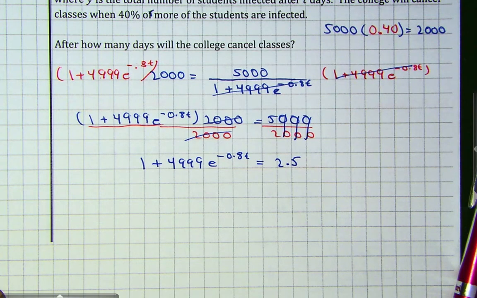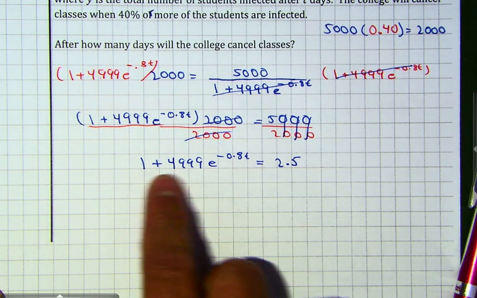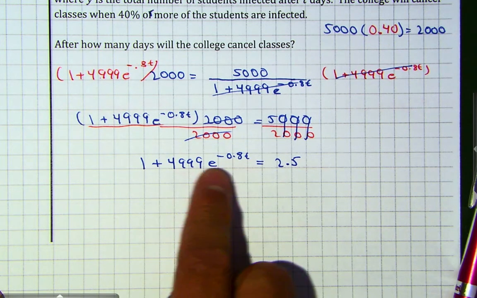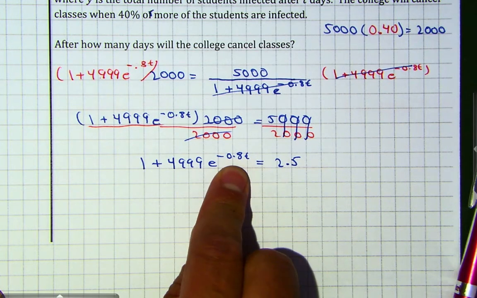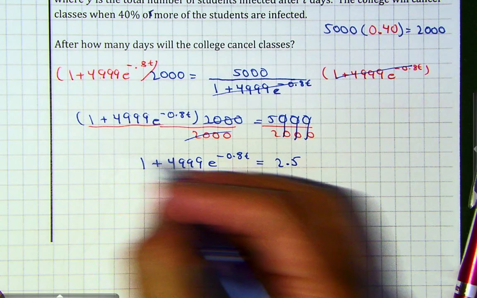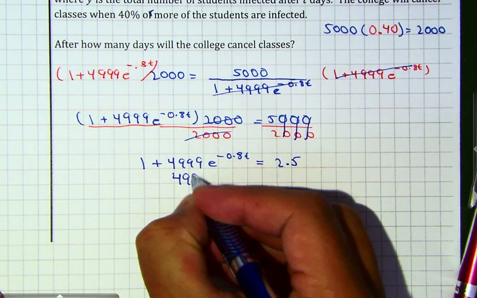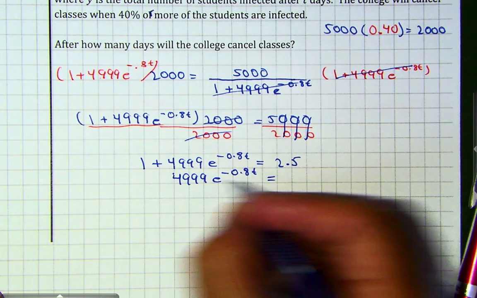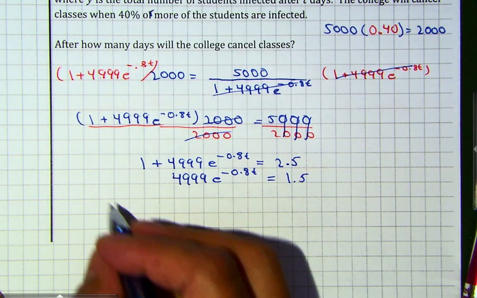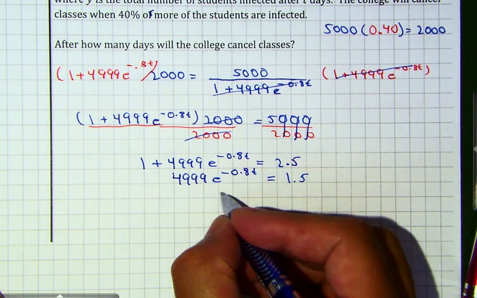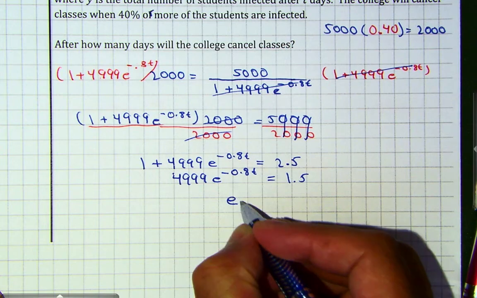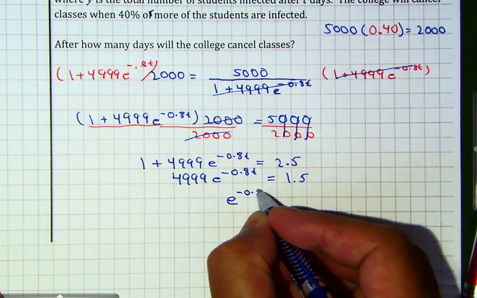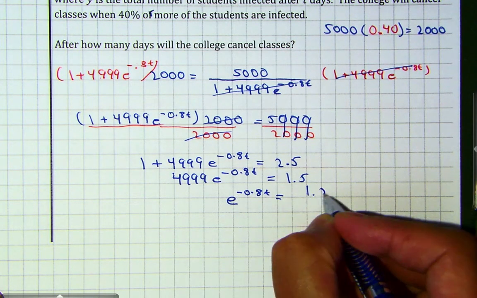And now I can solve for t: get rid of the 1, the 4999, the e, and the negative 0.8. So minus 1 on both sides. 2.5 minus 1 gives me 1.5, divided by 4999, so it gives me e to the power of negative 0.8t equal to 1.5 over 4999.